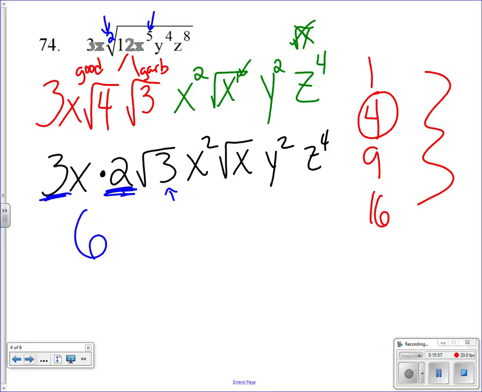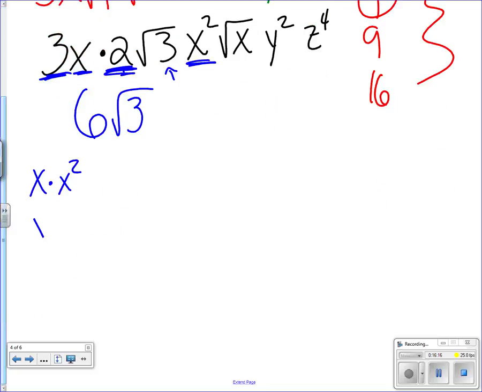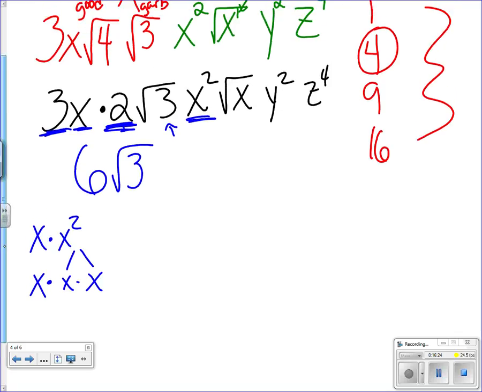Now we can go ahead and multiply our x's. X times x squared. Well, if you have x times x squared, that's exactly the same thing as saying x times x times x. Well, since you have x times x times x, that's literally the same thing as saying x cubed. And likewise, this square root of x can't really be combined with anything, so it just drops down. And then likewise, the y squared and z to the 4th just end up coming down as well.